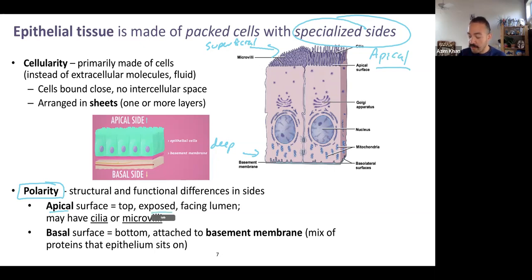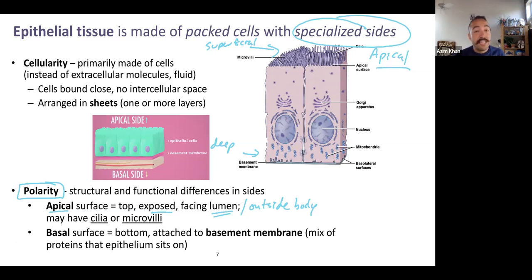It's exposed, it's facing the lumen or outside the body. Like if it's your skin, then the apical side is what's facing everything else. Lumen, remember, means an air or fluid-filled space facing the outside of something. Like your esophagus has a lumen, your trachea has a lumen, your uterus has a lumen. It's facing the outside of your body.